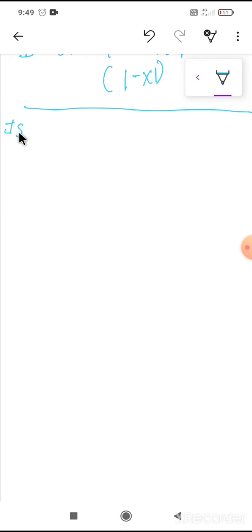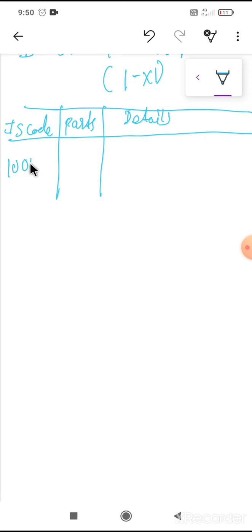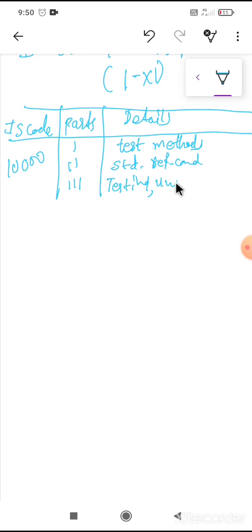IS code, then parts, and then details. What are the details for that IS code? So first IS code, that is 10000. Then part 1: the glossary of terms related to test methods is given, that is, what the test methods are. Then in part 2, the standard reference conditions, so in which conditions the test has to be performed. Then part 3, measurements for testing, units and limits of accuracy.